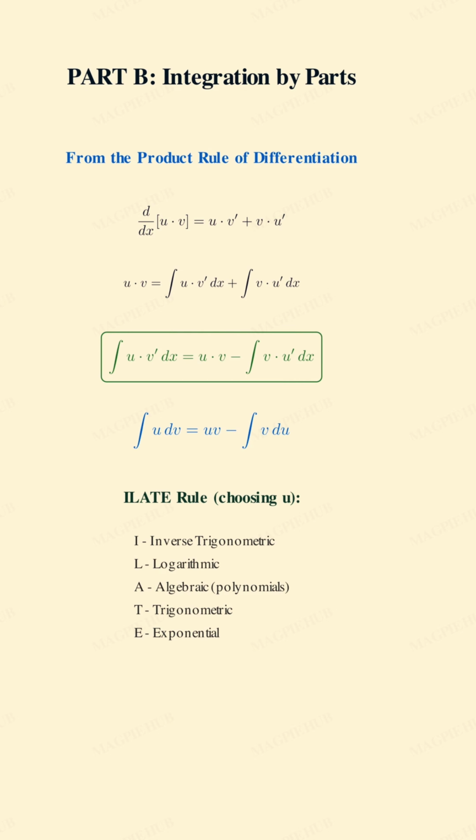Use the ILATE rule. The function that comes first in the order ILATE should be chosen as u. I stands for inverse trigonometric, L for logarithmic, A for algebraic, T for trigonometric, and E for exponential.